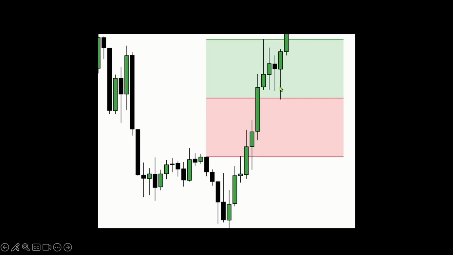I apologize for the colors of premium to discount now being switched over relative to the previous examples. My OCD can't handle that.